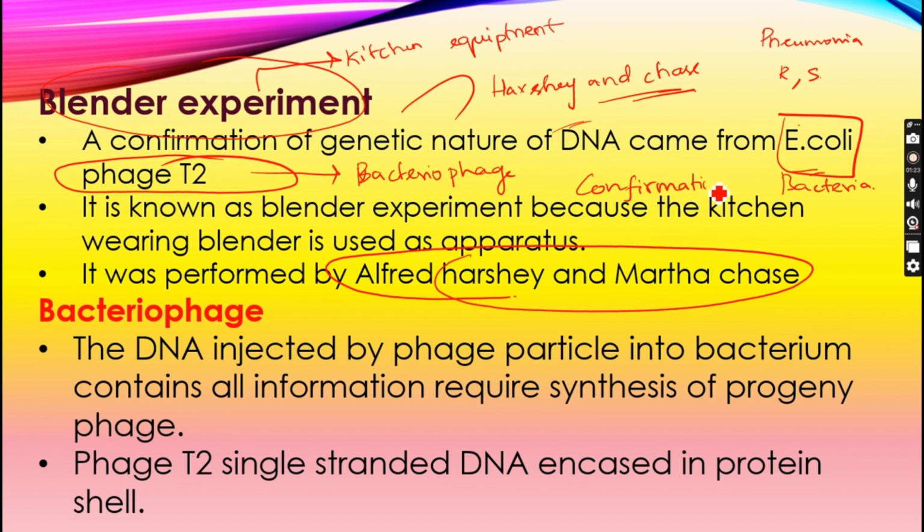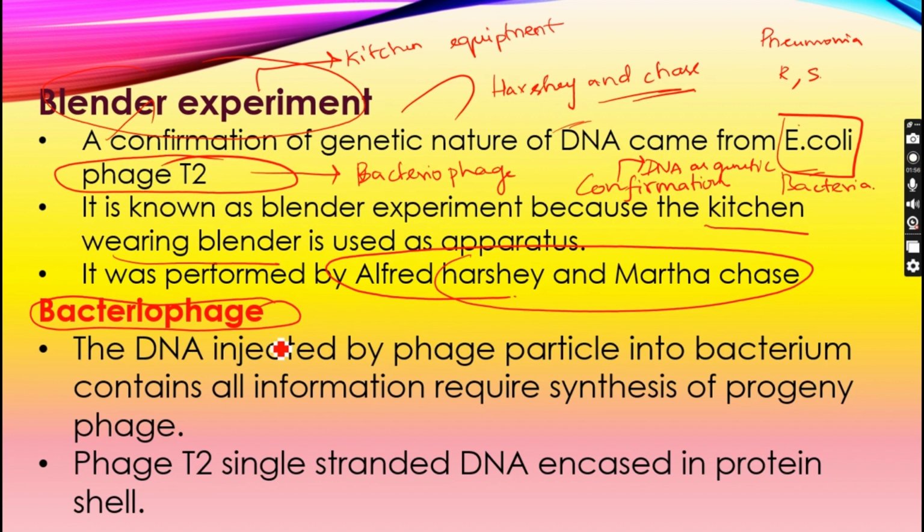So, the Griffith experiment and the Avery McLeod experiment only identified the transformation factor, but the blender experiment provides the confirmation to find DNA as the genetic material. Here a kitchen blender is used, so it is known as the blender experiment. First, we should know about the bacteriophage to know about this experiment.